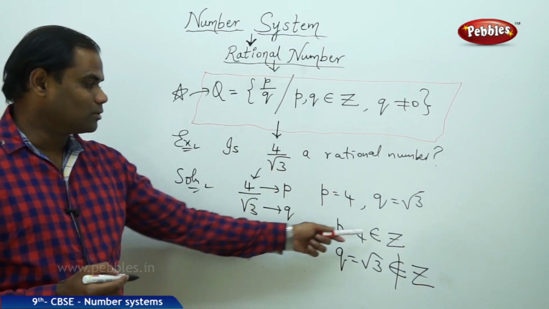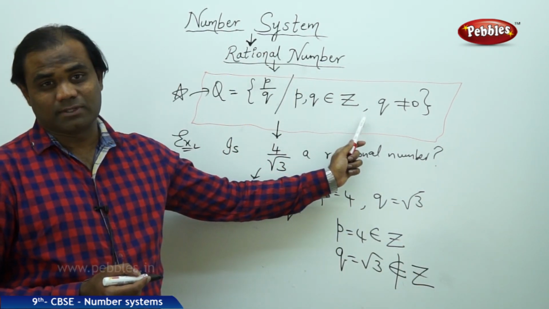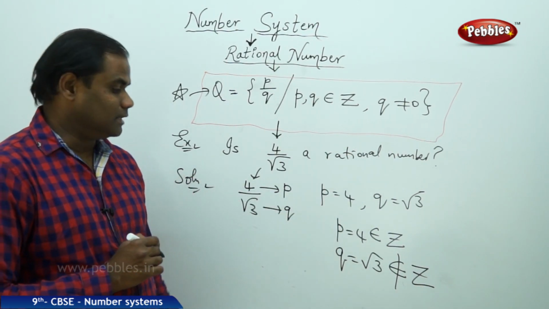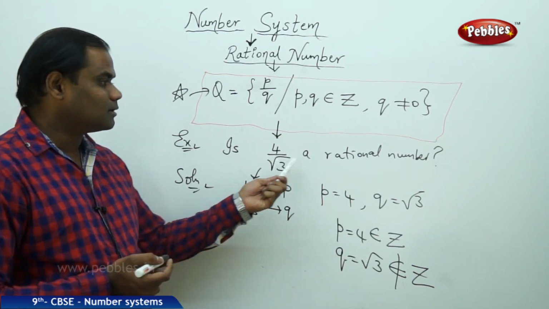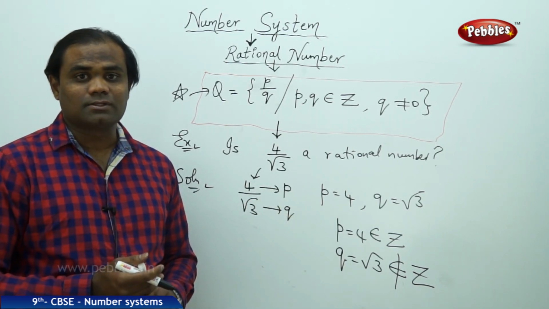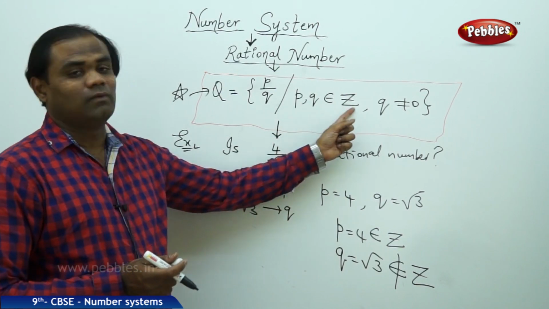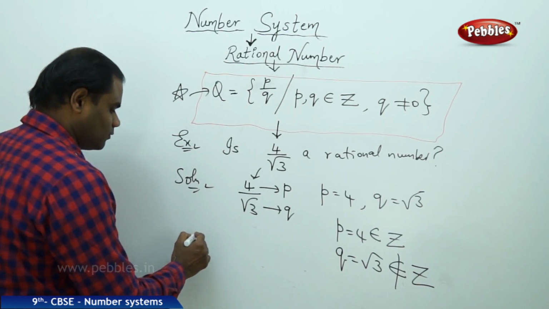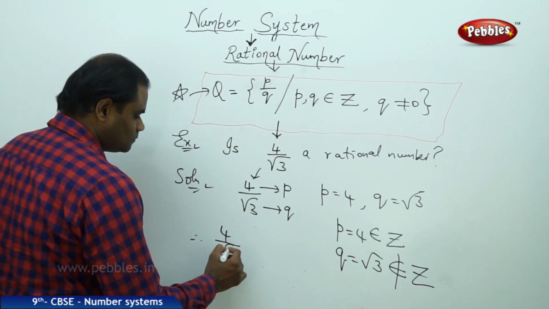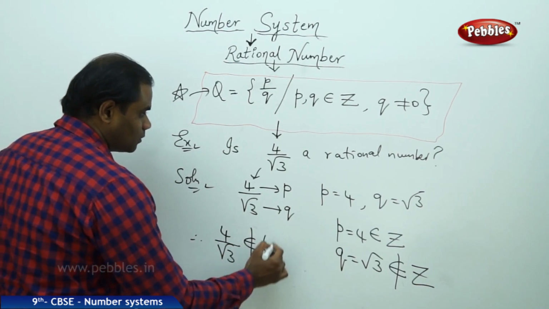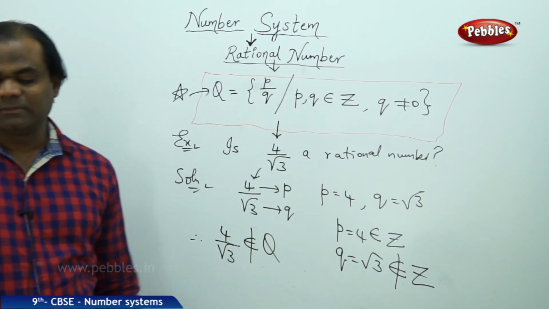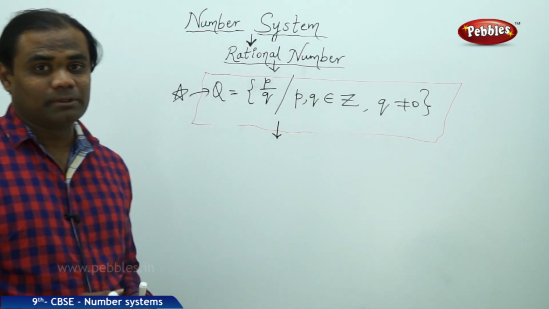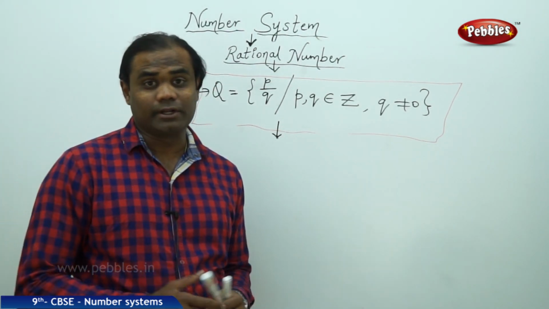Therefore, here P belongs to Z, but Q does not belong to Z, and therefore it fails test number 1, indirectly saying that this number cannot be a rational number because it fails test 1, P and Q being integers. Therefore, 4 by root 3 does not belong to the rational numbers. Let's take one abnormal example through which we understand the rational numbers.